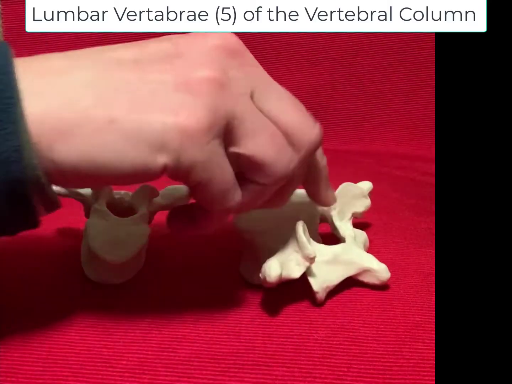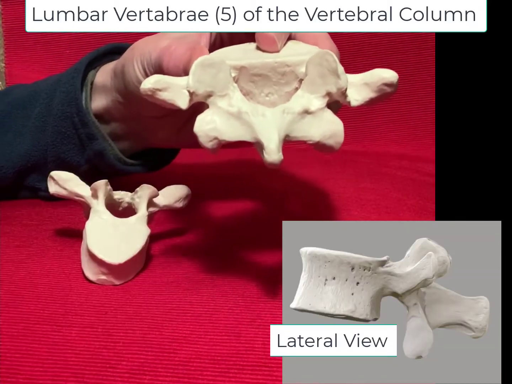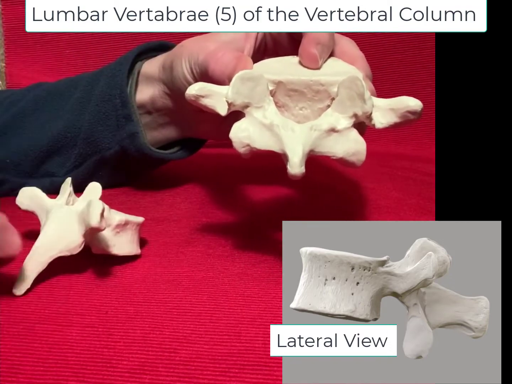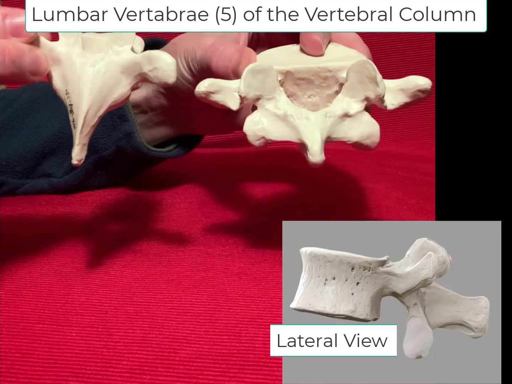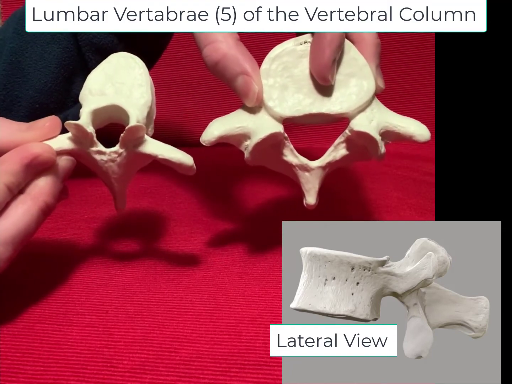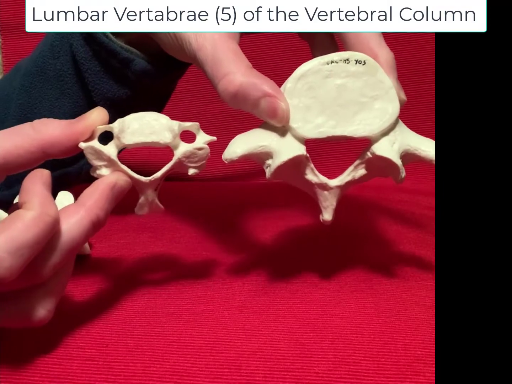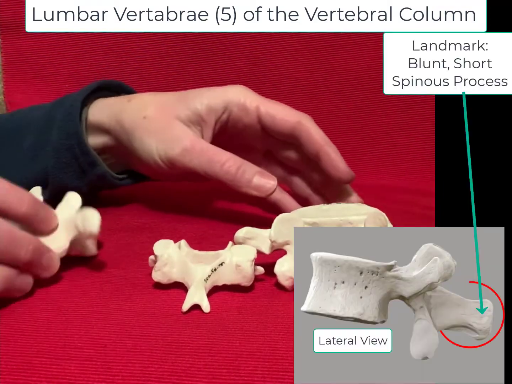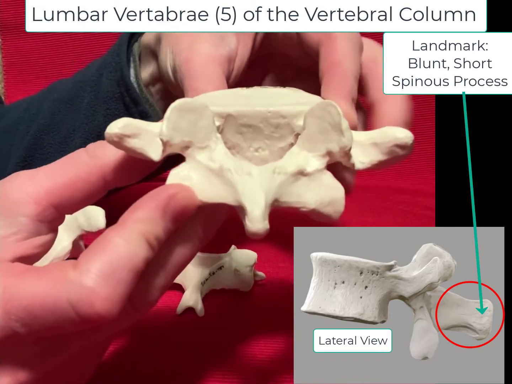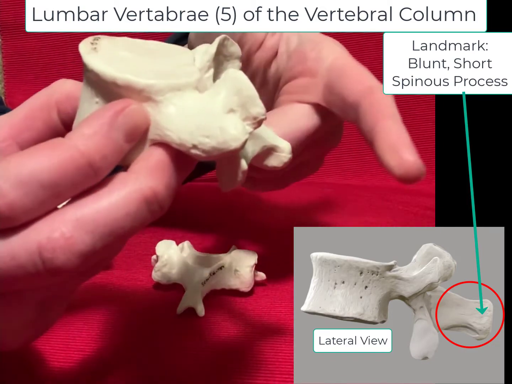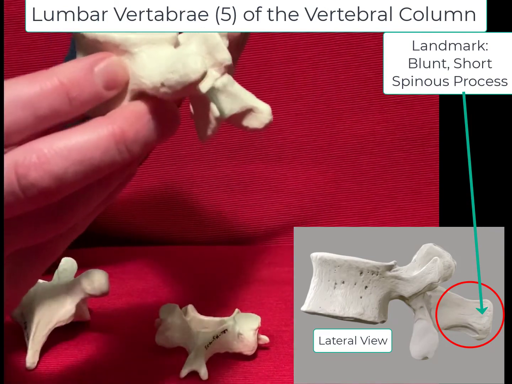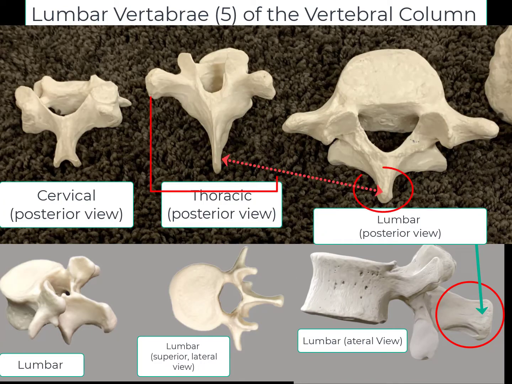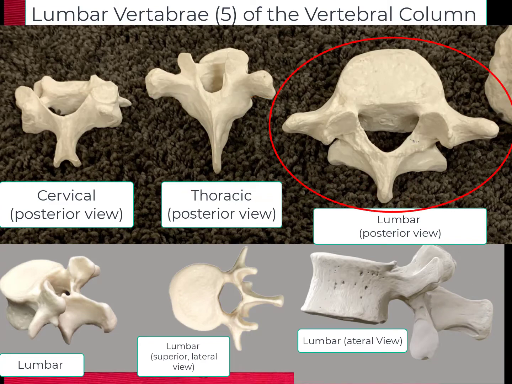Then for the lumbar vertebrae, you really can use size as an indicator. So typically the vertebral body of the lumbar is chunkier, and they're just more robust and bigger. Another way you can tell you're looking at a lumbar is by the blunt and short spinous process. So compare this blunt, short spinous process to the longer, inferiorly pointing spinous process of the thoracic vertebra. And the lumbar vertebrae kind of look like a moose. And there are 5 lumbar.